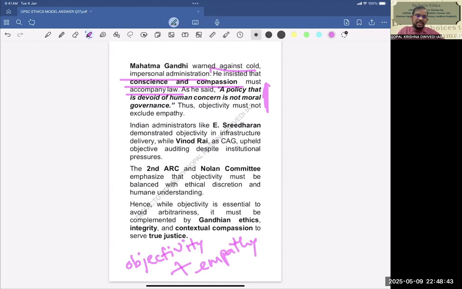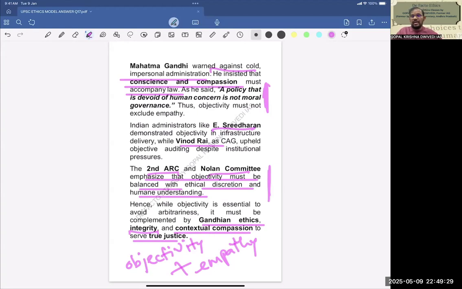Now, some examples also we'll see. Indian administrators like E. Sridharan, here the example we are giving, E. Sridharan, demonstrated objectivity in infrastructure delivery, while Vinod Rai, CAG, upheld objective auditing despite institutional pressures. Second ARC and Nolan Committee emphasized that objectivity must be balanced with ethical discretion and humane understanding. This is again important. Now the conclusion we are telling: while objectivity is essential to avoid arbitrariness, it must be complemented by Gandhian ethics, integrity, and contextual compassion to serve true justice. So, if we conclude like this, our answer will become quite good and impressive.